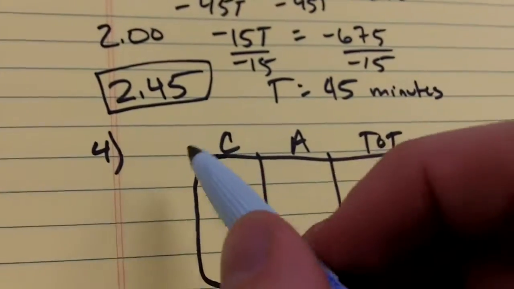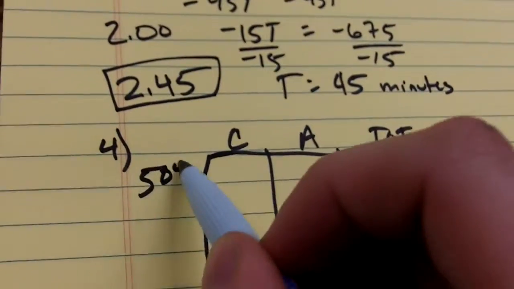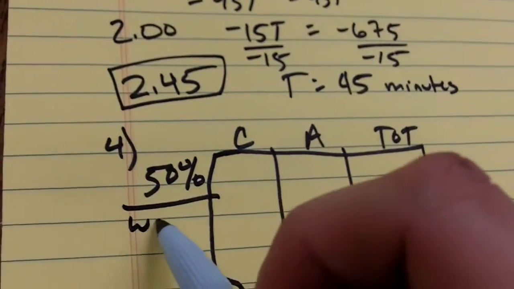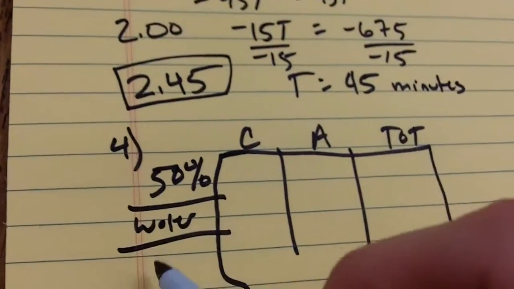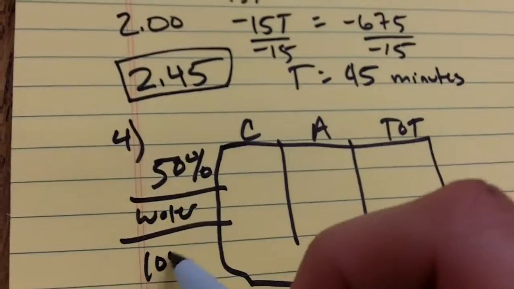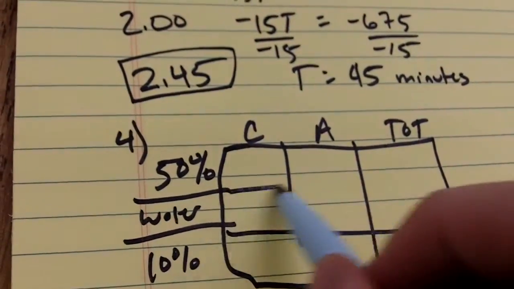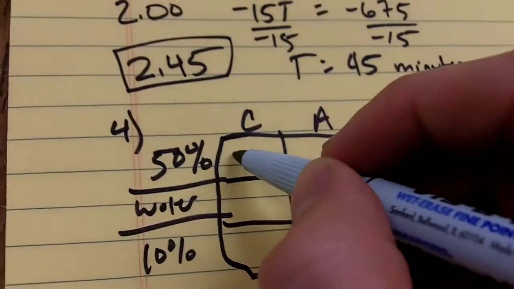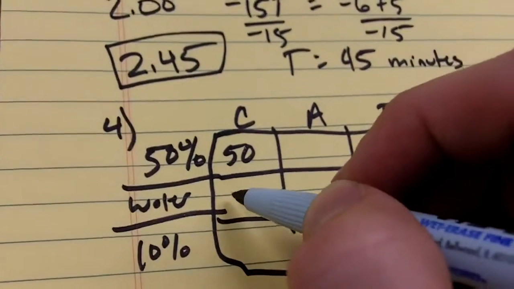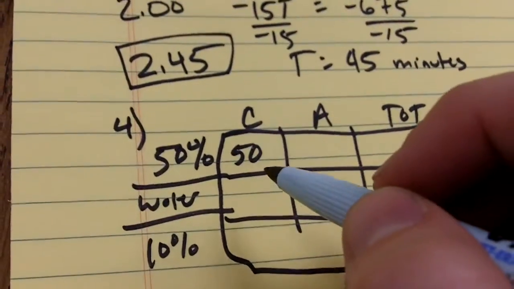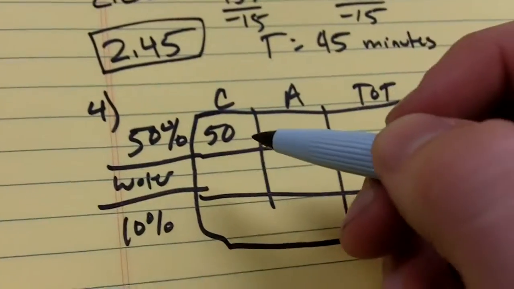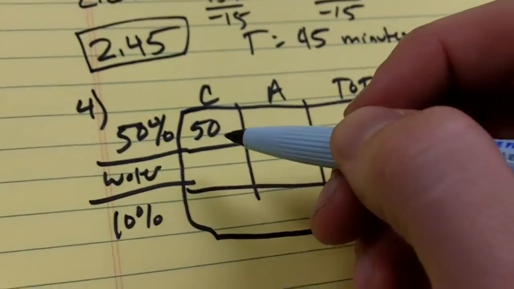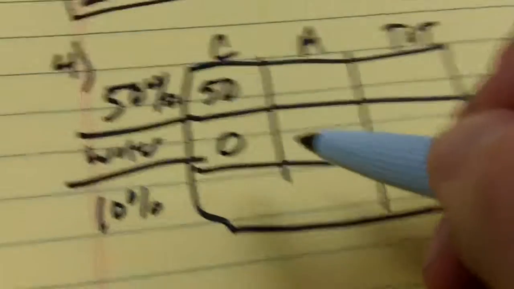What are the things I'm mixing? I'm going to mix 50% acid with water to make 10% acid. All right, what is the concentration of 50% acid? This is one of those easy questions, it's 50%. What's the concentration of water? How much acid is in water? It should be an easy question. Is there any acid in water? When you turn on the faucet at home, does acid come out? No, there's no acid in water.